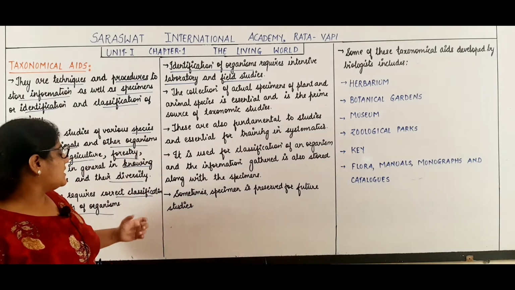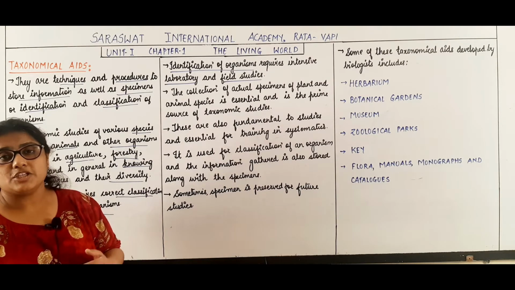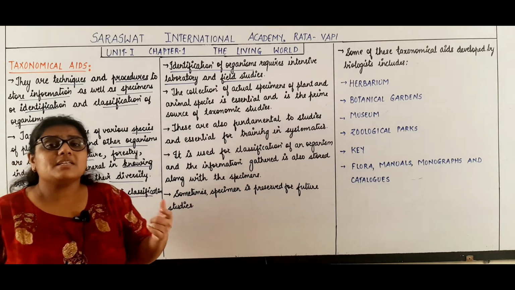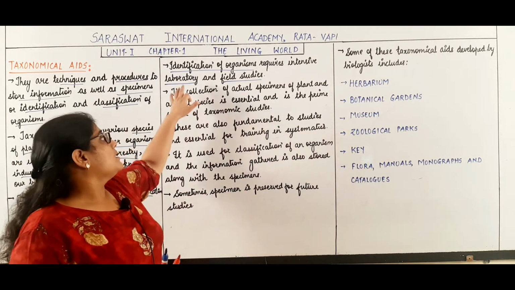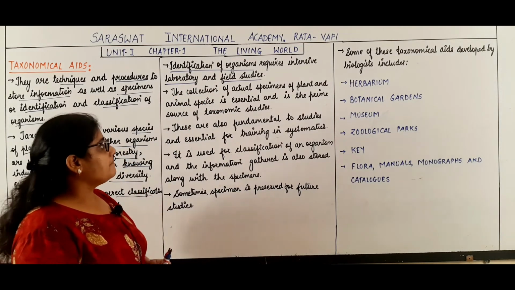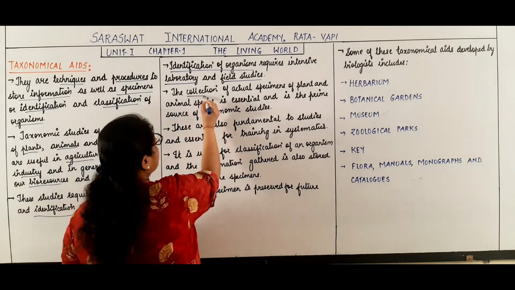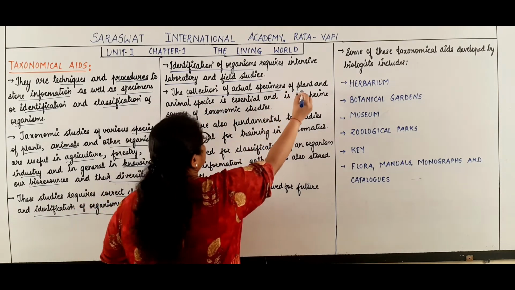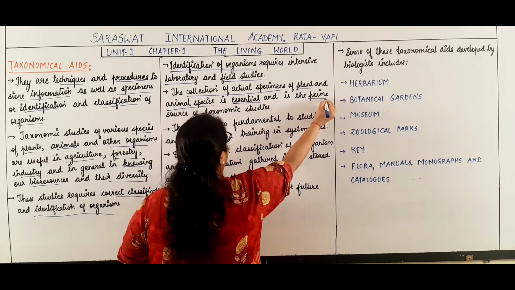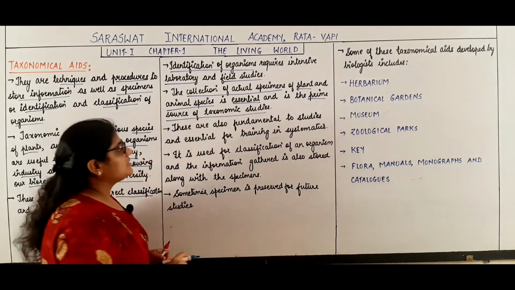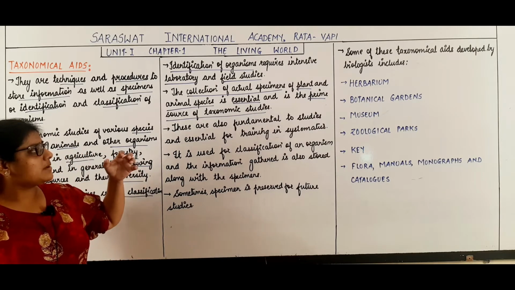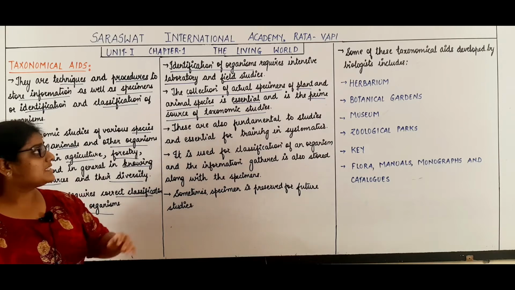Now for these studies, what is required? Correct classification and identification. Now how can identification be done? What is required for the identification purpose? It requires laboratory as well as field studies. Now the collection of the actual specimens of plant and animal species is essential and is the prime source of the taxonomic studies. So students, what is the most important and prime source of taxonomic studies?